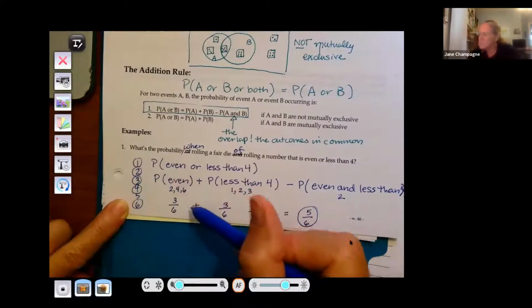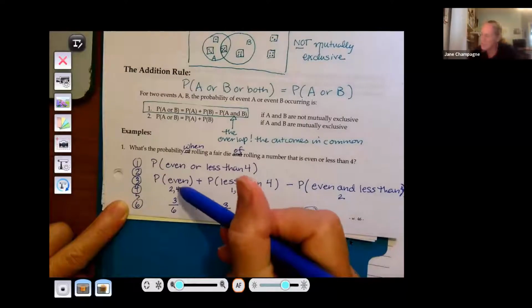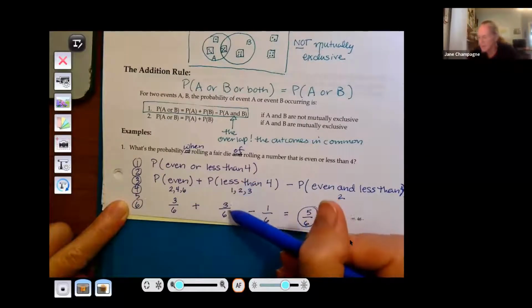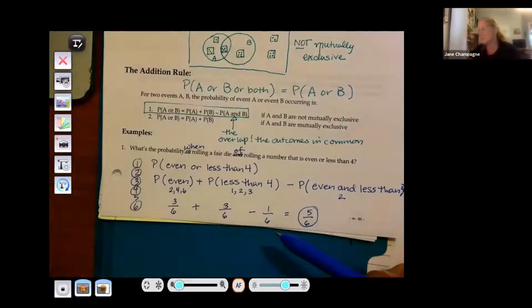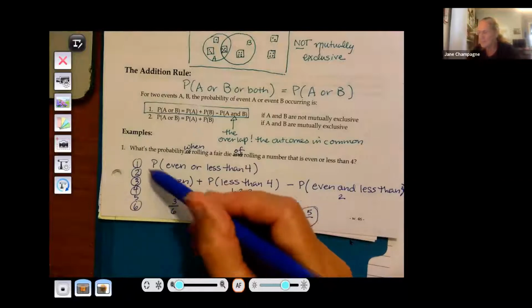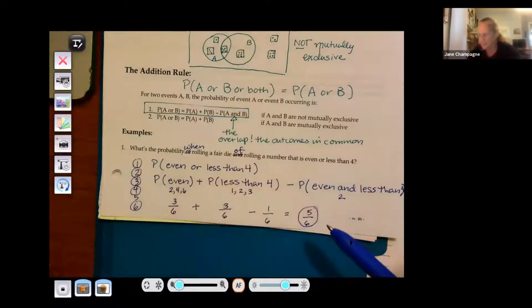What the addition rule does for you is it allows you to split it out and then subtract off the overlap for when that's easier. And sometimes that is easier. Sometimes it's not easy to list the possible outcomes. So this gives us a kind of a shortcut. All right, any questions so far?